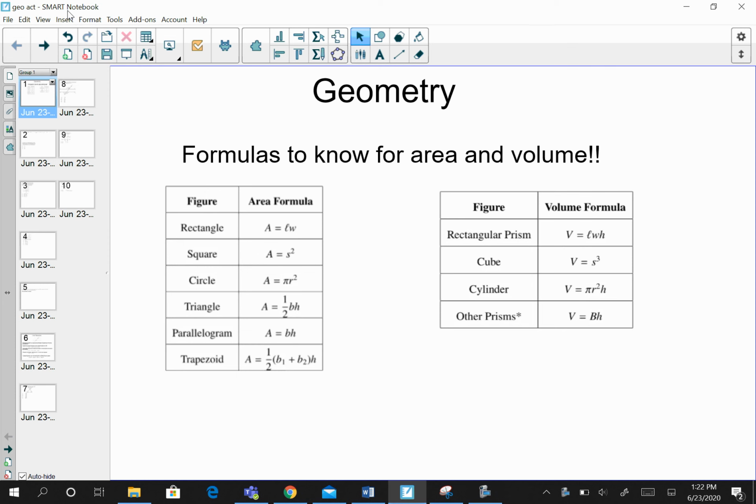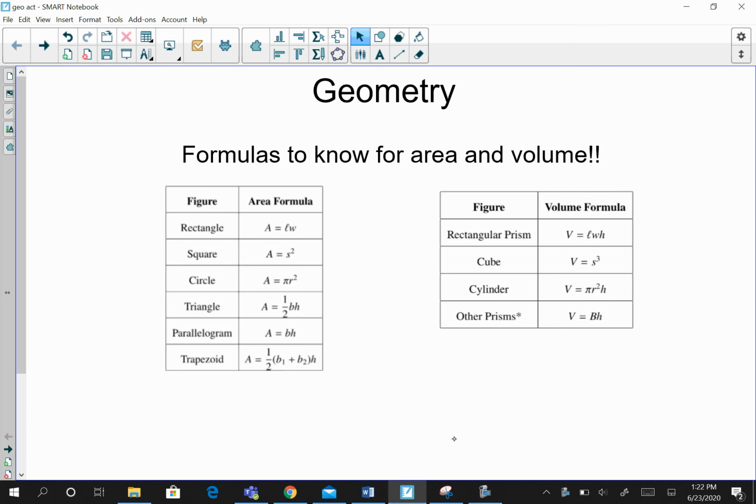Hey guys, so today is a continuation of geometry. Today we're going to focus mostly on area and volume and parallel lines. So the ACT will not give you a lot of these formulas. These ones in this table you do need to know.